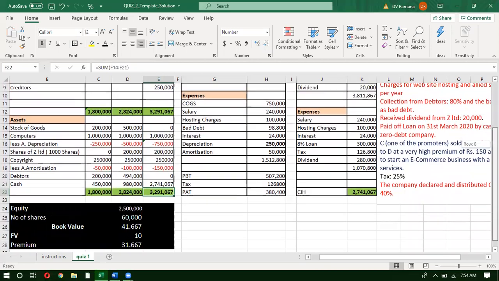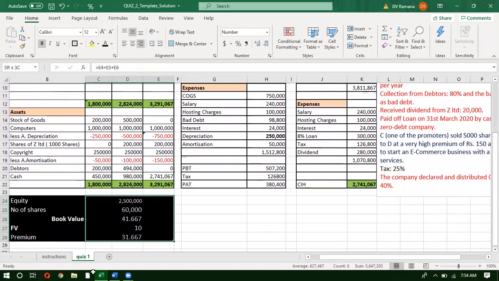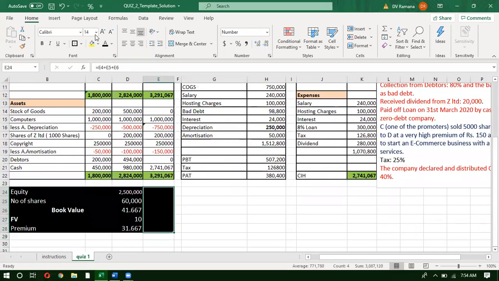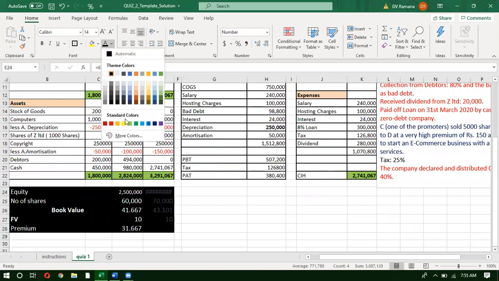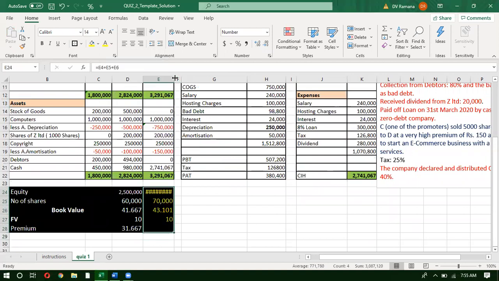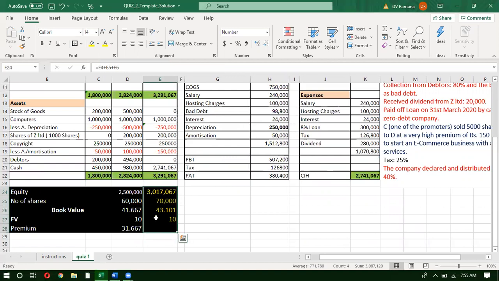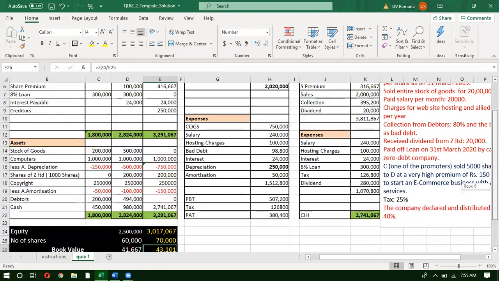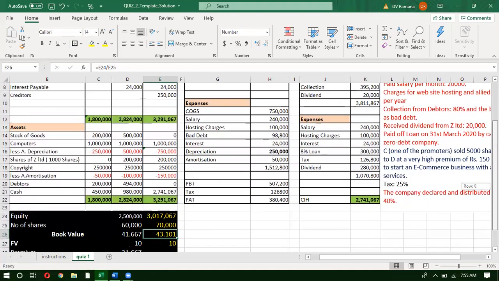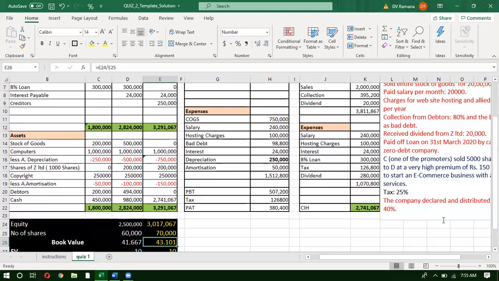But because of these transactions, let us see what has happened to the book value per share. The book value per share has changed. That is now 43.101. The increase in the book value is partly because of the change in the number of shares, because the shares were issued at the book value, and also the retention of some amount of change in the profit.